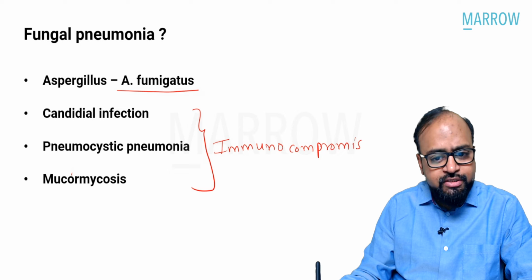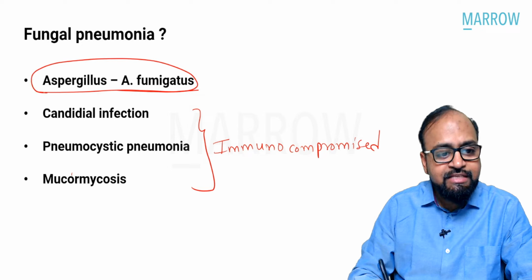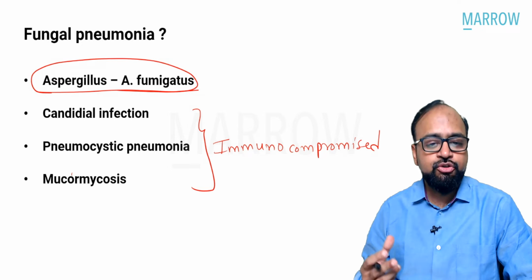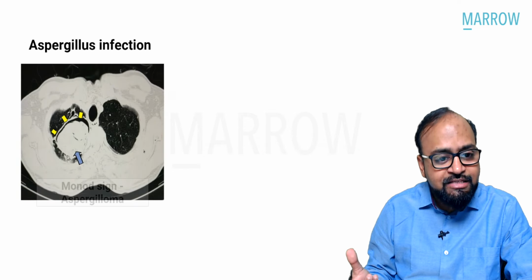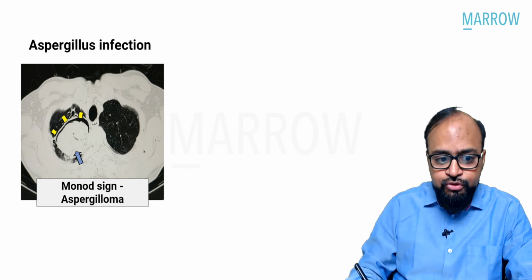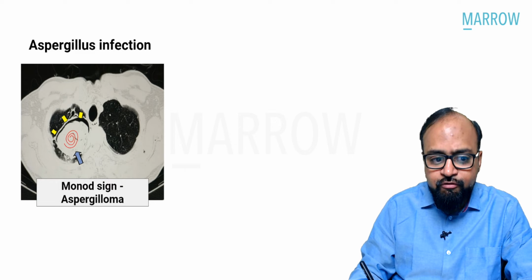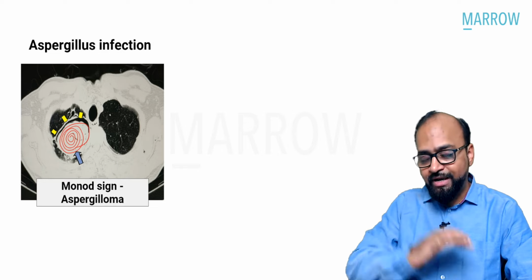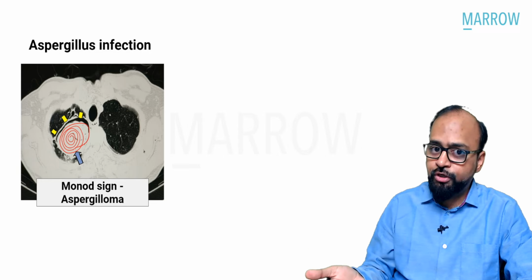Right, now let us start with the most important, most commonly encountered one, and that is aspergillosis. What are the various forms in which Aspergillus infection can present radiologically? It can present as an aspergilloma. If you see, this is a pre-existing cavity. Inside the pre-existing cavity, you see a fungal ball. It is in the dependent part of the cavity, so it is mobile. If you change the patient position from supine to prone, this fungal ball will fall to the dependent part.